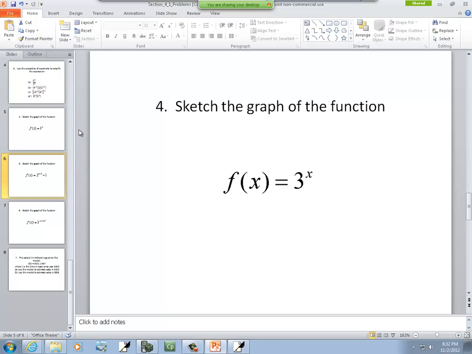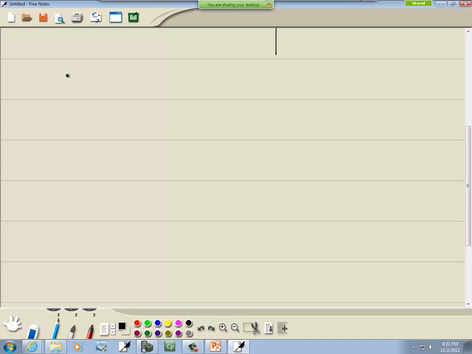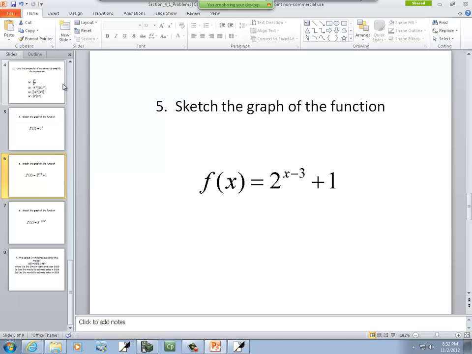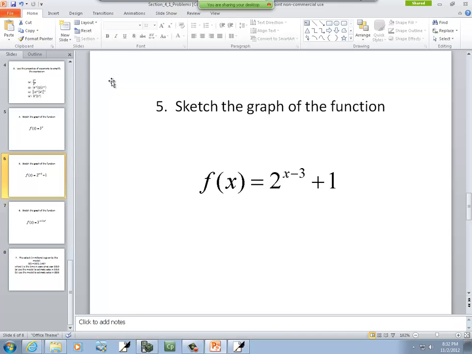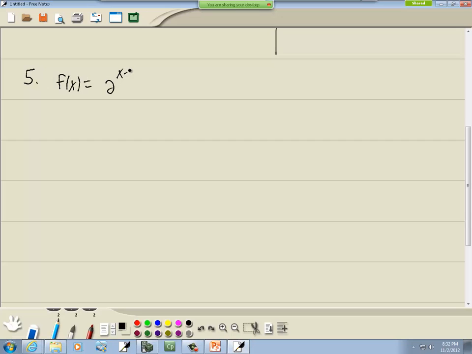Number 5. We got f of x is equal to 2 to the x minus 3, plus 1. And I could graph y is equal to 2 to the x and then use our shifts. Remember, if your number's at the end, it's up or down, so this is up 1. If the number is inside with the x, it's left or right, opposite what you'd think. The -3 would make us think it goes left 3, so it's really right 3.